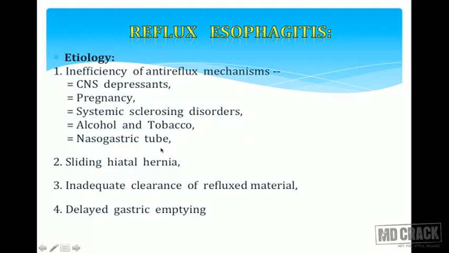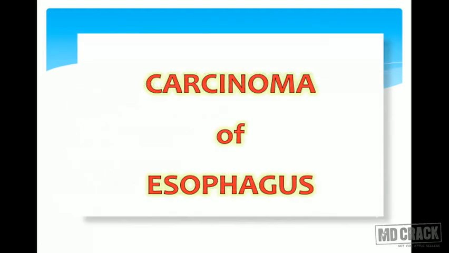Alcoholism, tobacco, and a nasogastric tube for a long time can also cause reflux esophagitis. And sliding hiatal hernias, inadequate clearance of the reflux material, and delayed gastric emptying. So these are a few causes of reflux esophagitis.